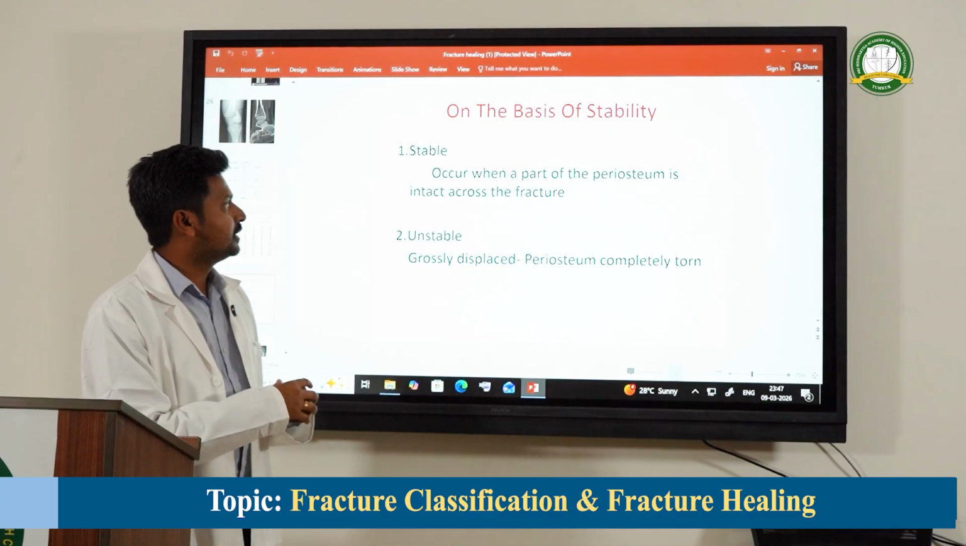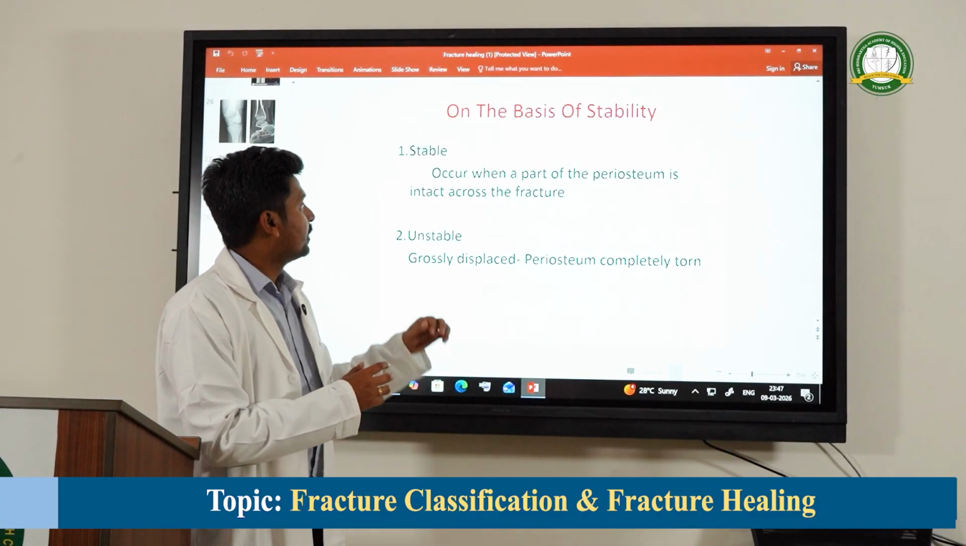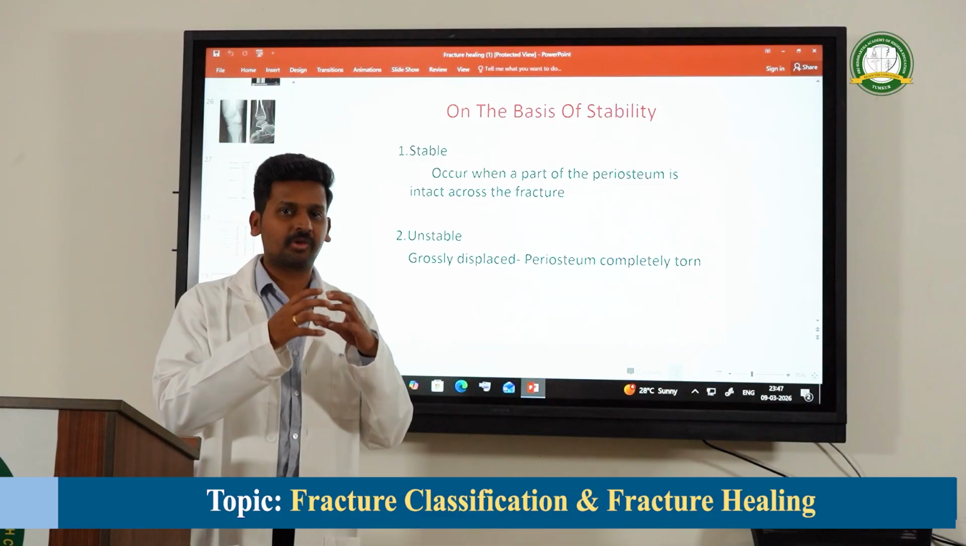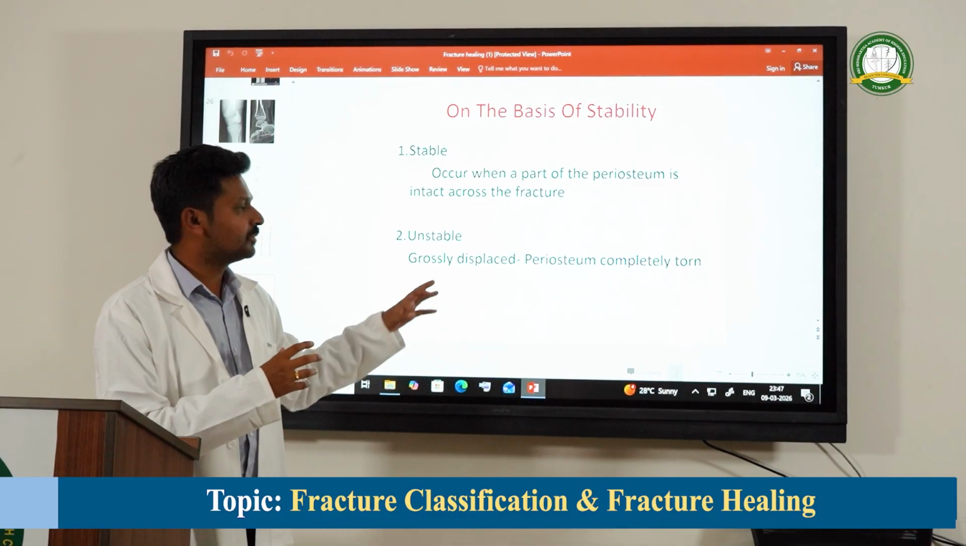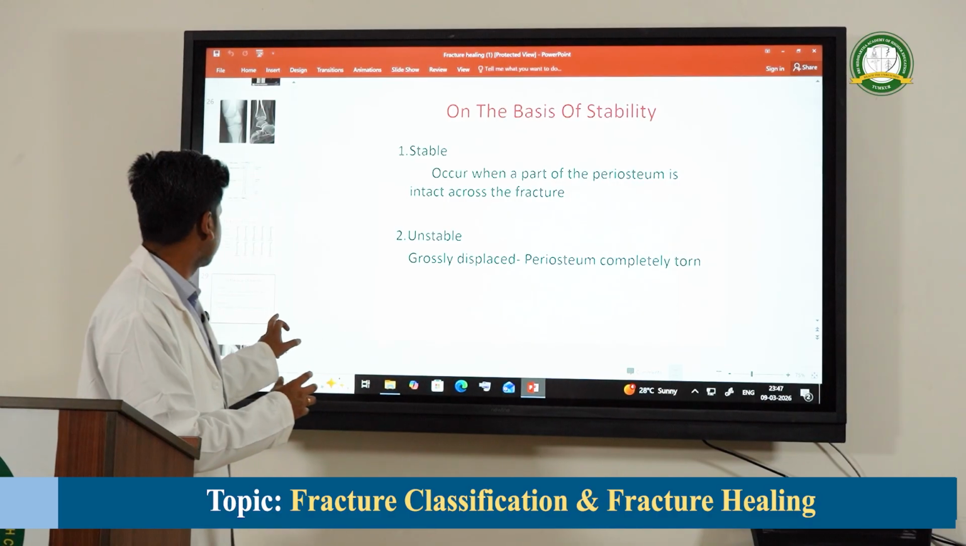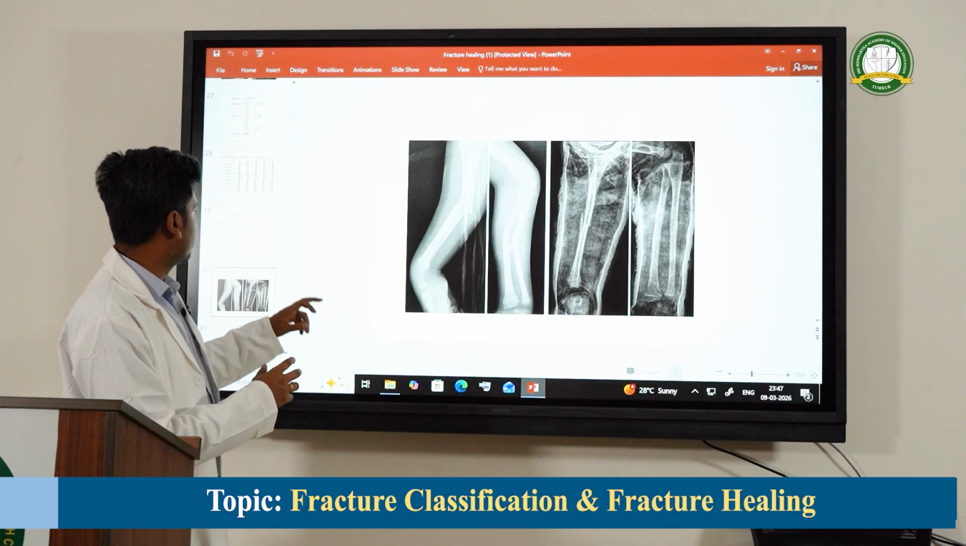On the basis of stability, we check if the periosteum is intact, then we call it a stable fracture. So the fracture does not move much. In case of unstable, there will be gross displacement and periosteal disruption of the fracture site. So here are a few examples.